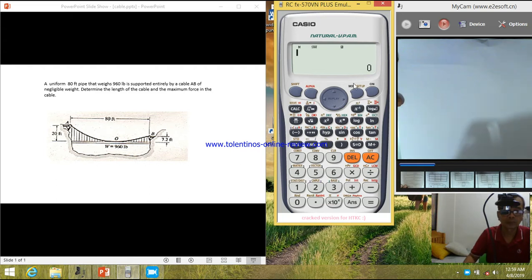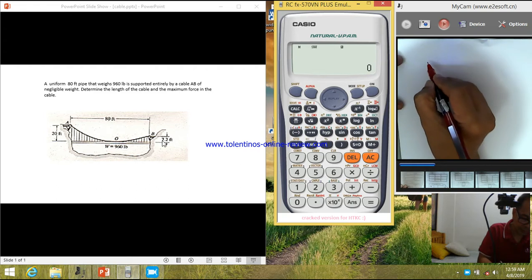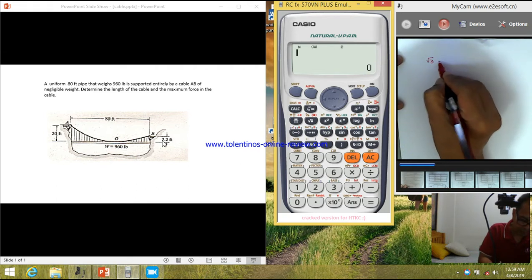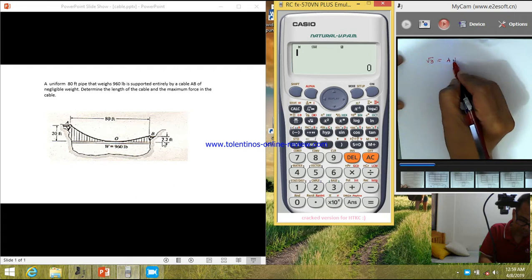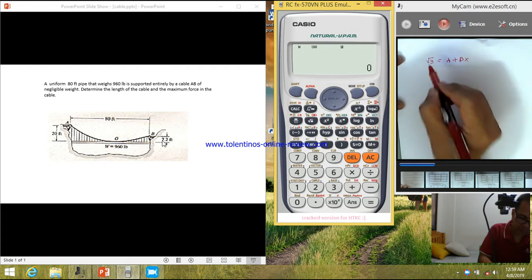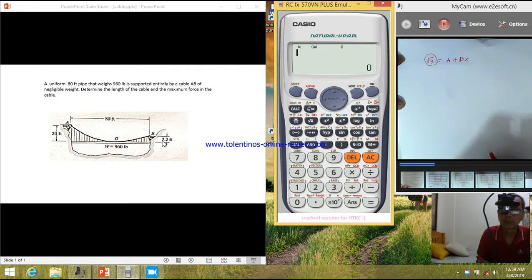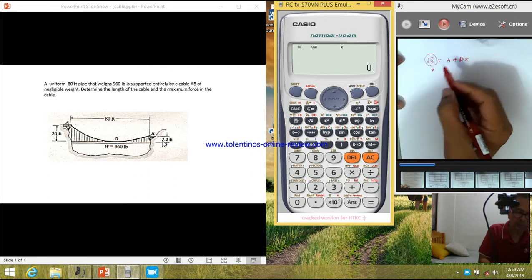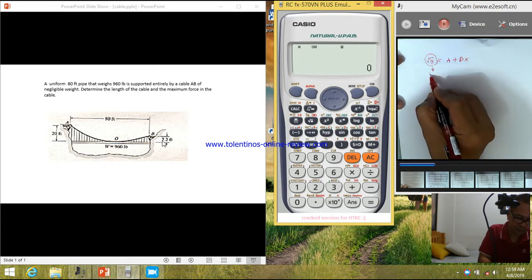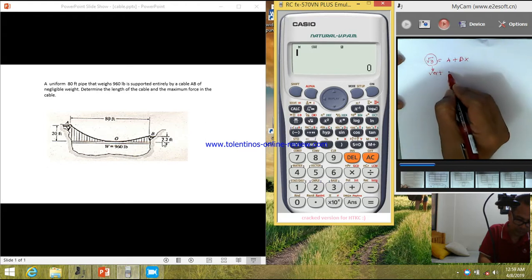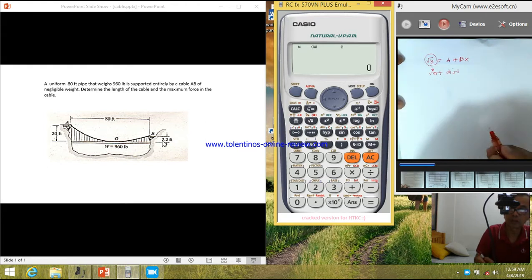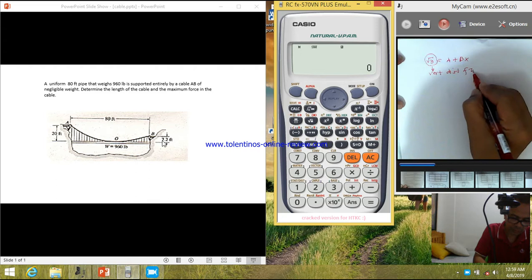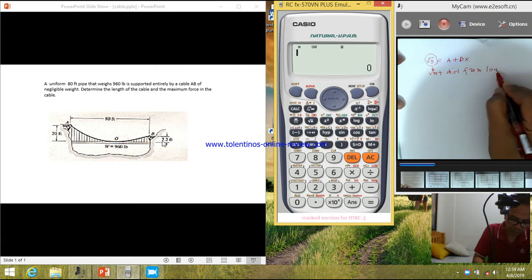So, the first step is to model this parabola. Now, that can be modeled by this equation, square root of y is a plus bx, where that square root of y is actually the vertical distance from the lowest point. This is the lowest point.